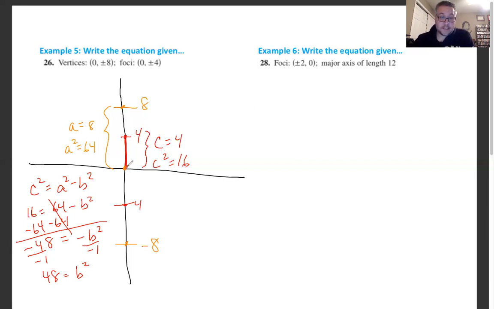So now to write the equation, we know that the center is at the origin, so there's no shift. That would just be x squared and y squared, and we know the thing has to equal 1 because that's the standard form. Now for our denominators, the A squared is vertical. That was 64, so that goes under the y because of vertical. And the B squared was 48. There you have it. That is the equation of this one using some detective work.